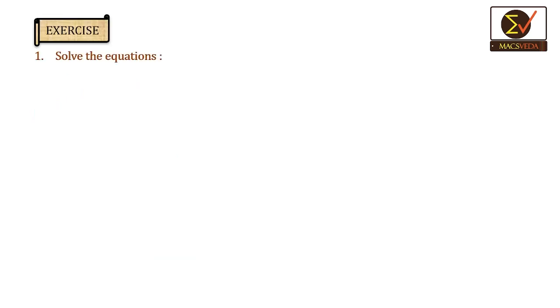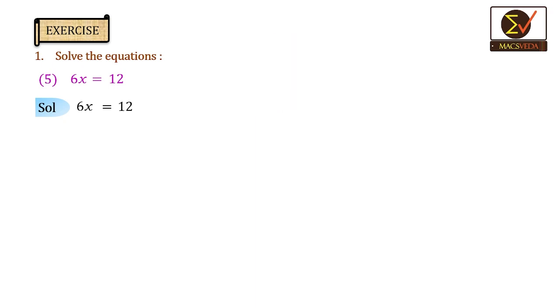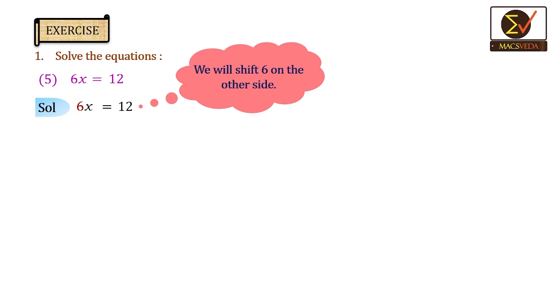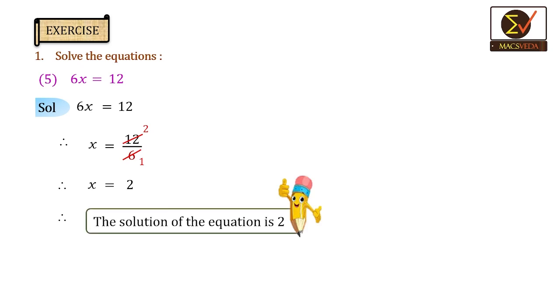Let's look at another example. 6x is equal to 12. We go by the same principle, that is, keep variables on one side, numbers on the other side. So we have to shift 6 to the other side. As it is a multiplication on the left hand side, when you shift, it becomes a denominator. So x is equal to 12 divided by 6. That is nothing but x is equal to 2. Therefore, the solution of the equation is 2.